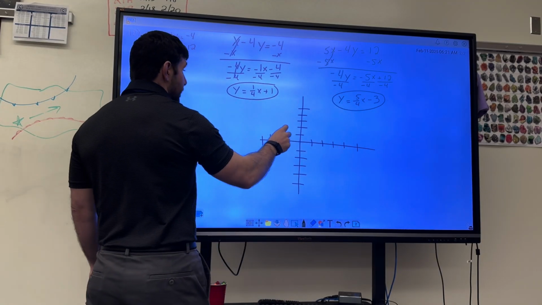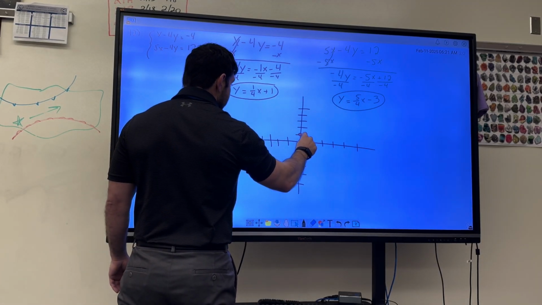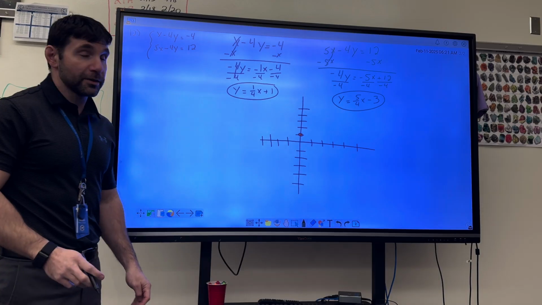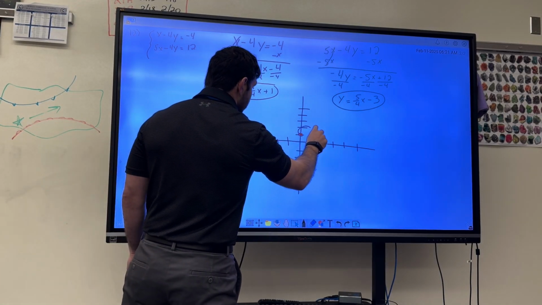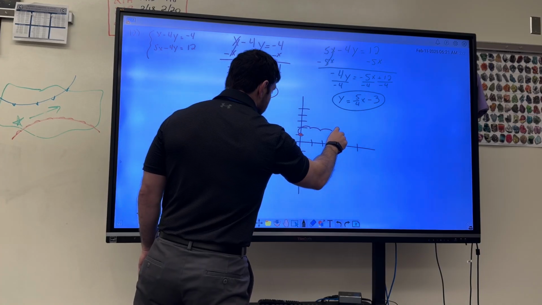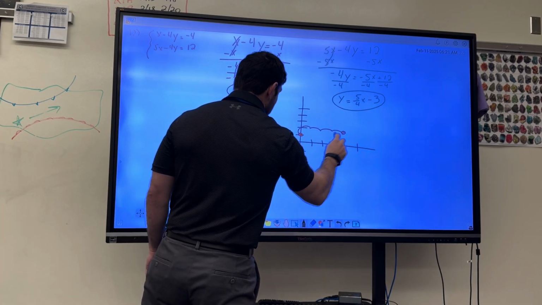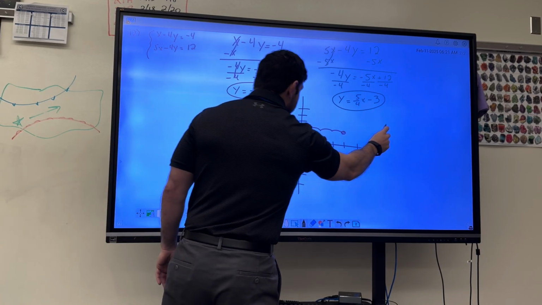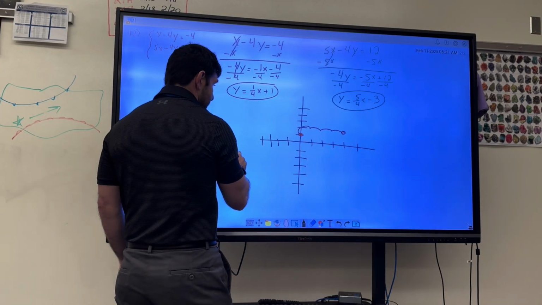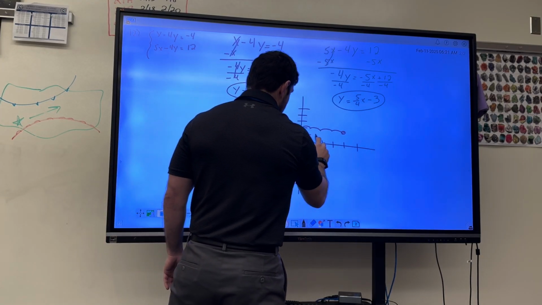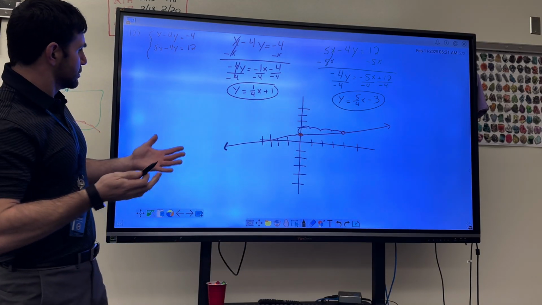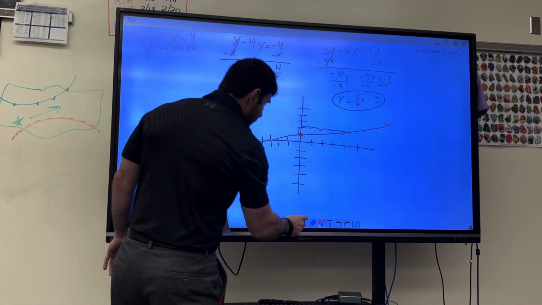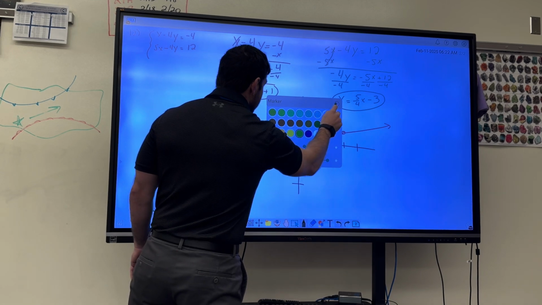So I'm starting at positive 1 since that is my y-intercept. My slope is positive, up 1 over 1, 2, 3, 4. So this line is very flat, which is why your ruler will help.